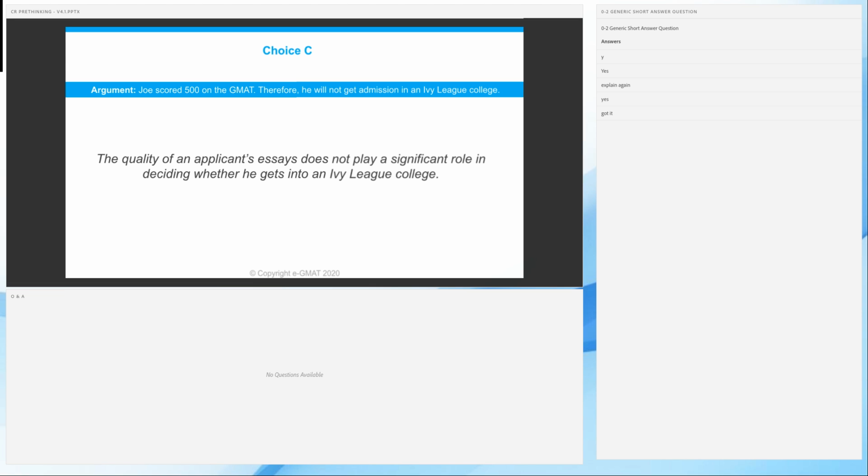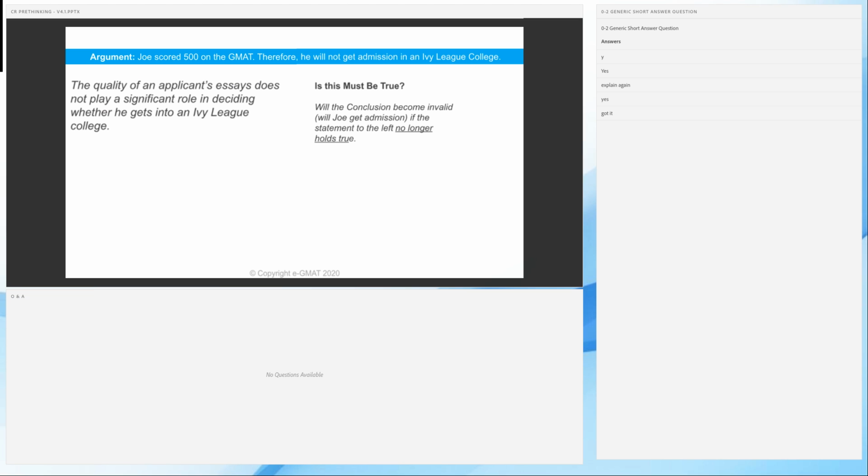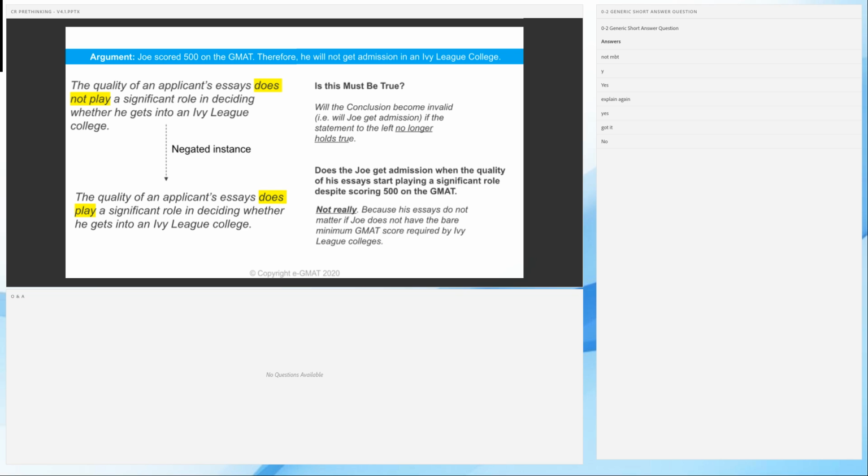Is that a must be true? Is that an assumption? The quality of an applicant's essays does not play a significant role, which means essays are not important in deciding whether an applicant gets into an Ivy League. Is it required that this condition be true, that essays don't play a 30-40% role? So let's ask ourselves, is this must be true? Which means, does my conclusion break down if its negated instance becomes true, which means that the quality of an applicant's essay does play a significant role in deciding, or which means the essays become important.